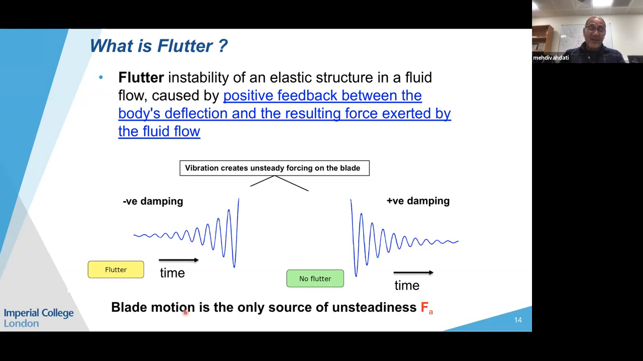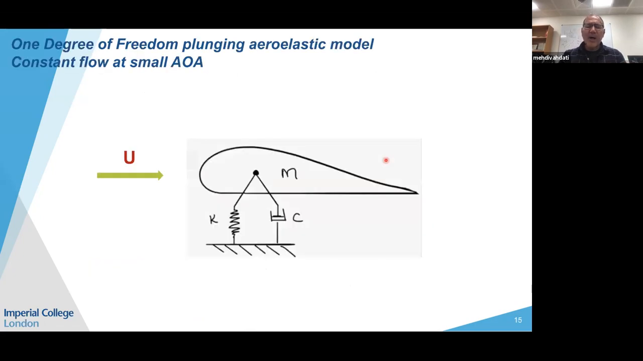And again, I emphasize for flutter, blade motion is the only source of unsteadiness. You can have the best aerodynamics, but if you manage to create a motion which creates a forcing on the blade that is in phase with the motion of the blade, then the displacements are going to grow. I will try to give an example of this, but you have to take this with a pinch of salt.